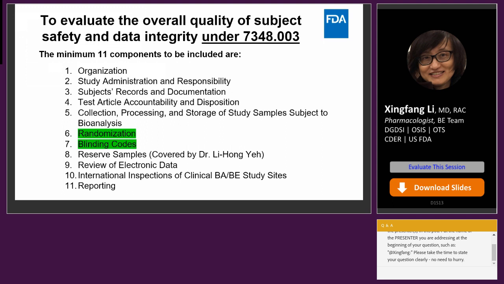The expectations for 8 of the 11 components have been explained very well in this CP. Dr. Ye will present the topic of the reserve samples based on past inspections conducted by ORA investigators. I will focus on the 2 highlighted components, randomization and the blinding code.